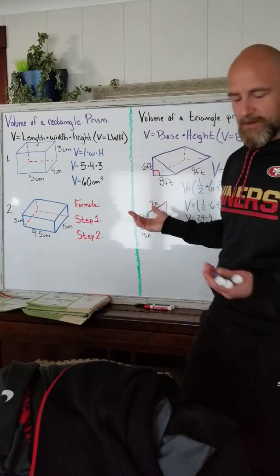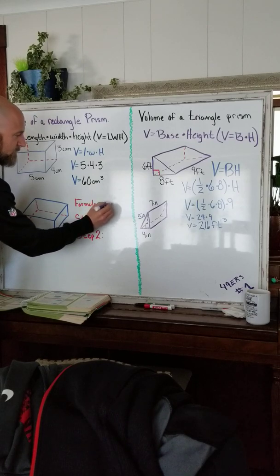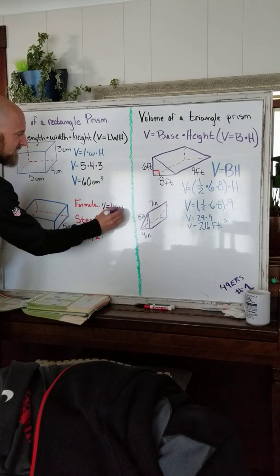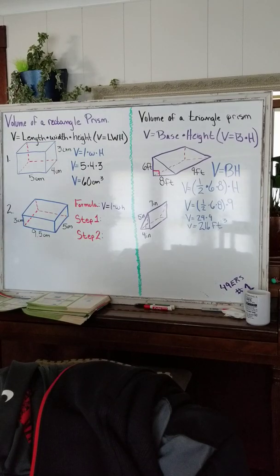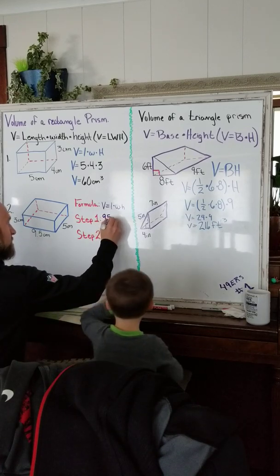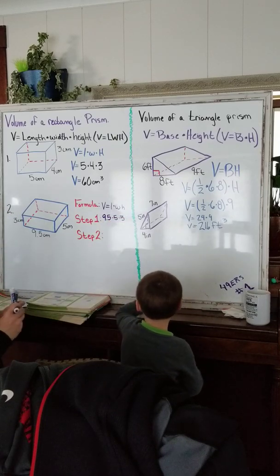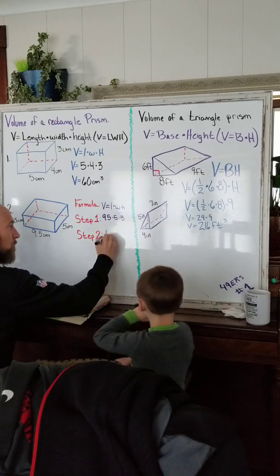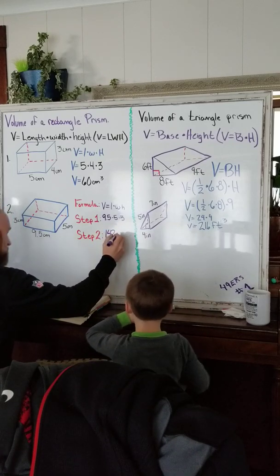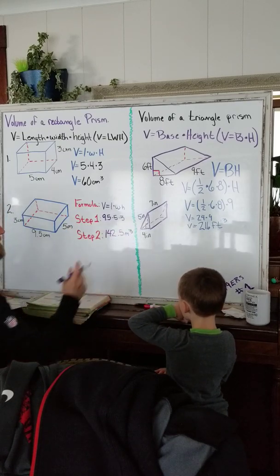So what's the formula going to be that we use? We're going to use V is equal to length times width times height. All right, so now we got to find the numbers we're going to use. We're going to use 9.5, 5, and 3. So we'll take 9.5 times 5 times 3, and when you multiply those all together, you should get 142.5, our label, meters cubed.